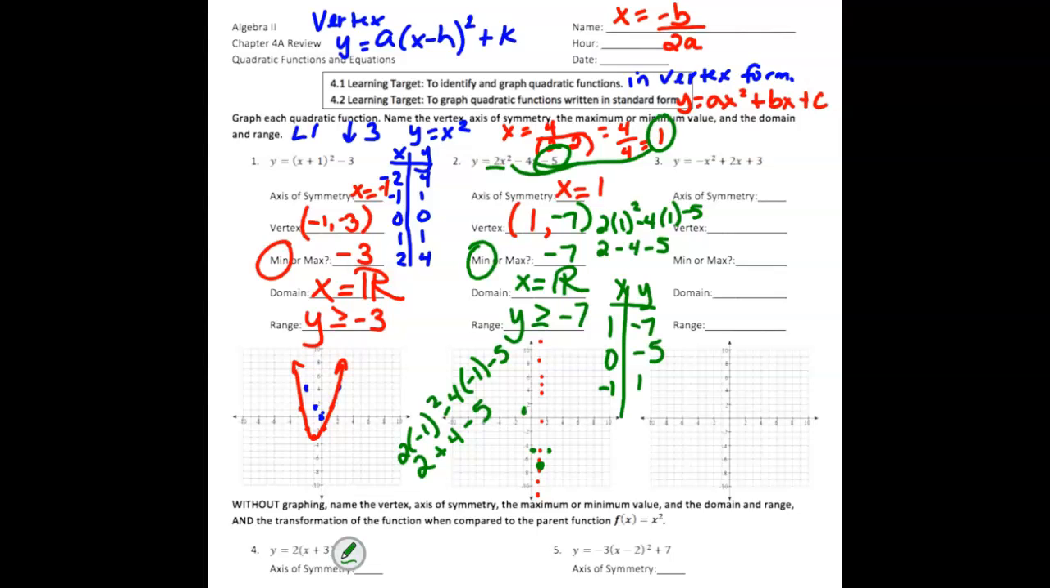And again, we can reflect that over our line of symmetry. So we are 2 spaces to the left, we're going to go 2 spaces to the right. And then again, we're going to draw that parabola in. Nice smooth curve. All right, you guys pause the video and try the next one.